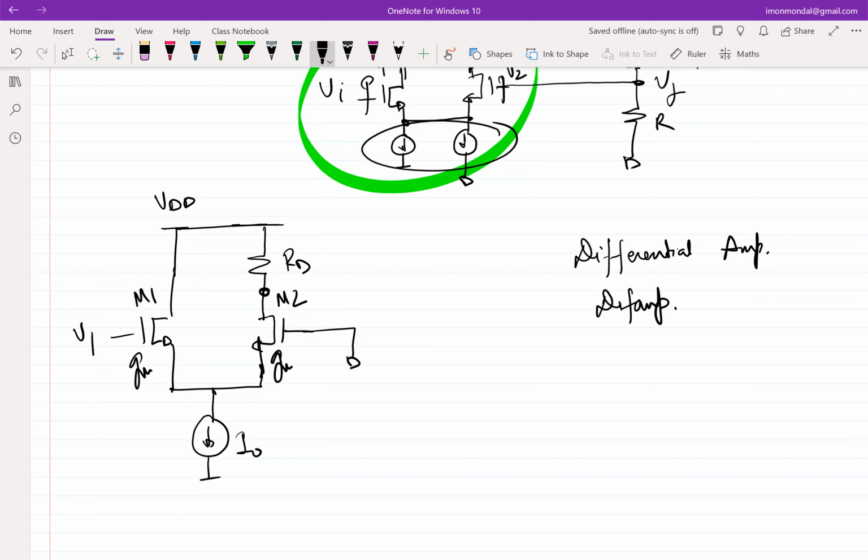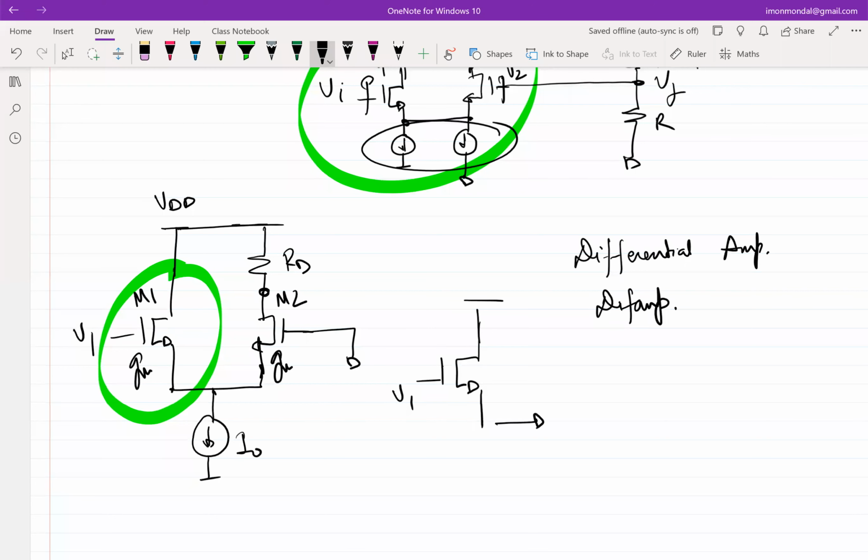If I only consider M1, what am I seeing? I am seeing this V1, and there is something loaded here. What is that loading? That loading is nothing but whatever is the incremental impedance looking to the right. What is the incremental impedance looking into the source of your transistor? It's 1 over GM, if I neglect the RDS. If I neglect RDS, it's pure 1 over GM. So essentially this is 1 over GM.